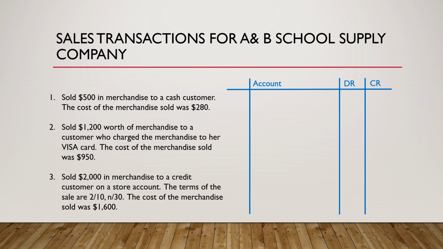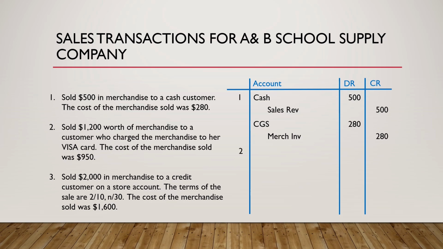Starting with transaction 1. A&B School Supplies sold $500 in merchandise to a cash customer. The cost of merchandise sold was $280. First, record the sales by debiting cash for the cash received and crediting sales revenue. Second, expense the merchandise inventory off the books with a debit to CGS and a credit to merchandise inventory.